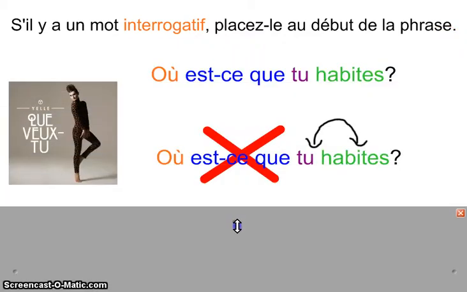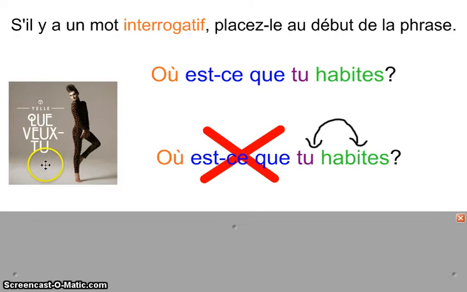Now we need to add another layer. Par exemple, quand il y a un mot interrogatif, like the orange words that we saw in the last video. Quand il y a un mot interrogatif, placez-le, place it, au début de la phrase. Sounds like a song that we've heard in French class many times, by Yell. What could it be? Well, check this out. Où est-ce que tu habites? Of course, I start my sentence with the interrogative word, because that's where they go. It's the same in inversion.